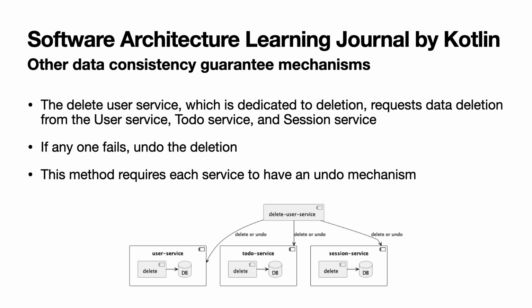Let's also consider using undo, with a dedicated delete user service for deletion. Request the deletion of data from each database's owner, the user service, todo service, and session service. If any of them fails, the deletion is undone. Each service needs to have an undo mechanism in this approach.